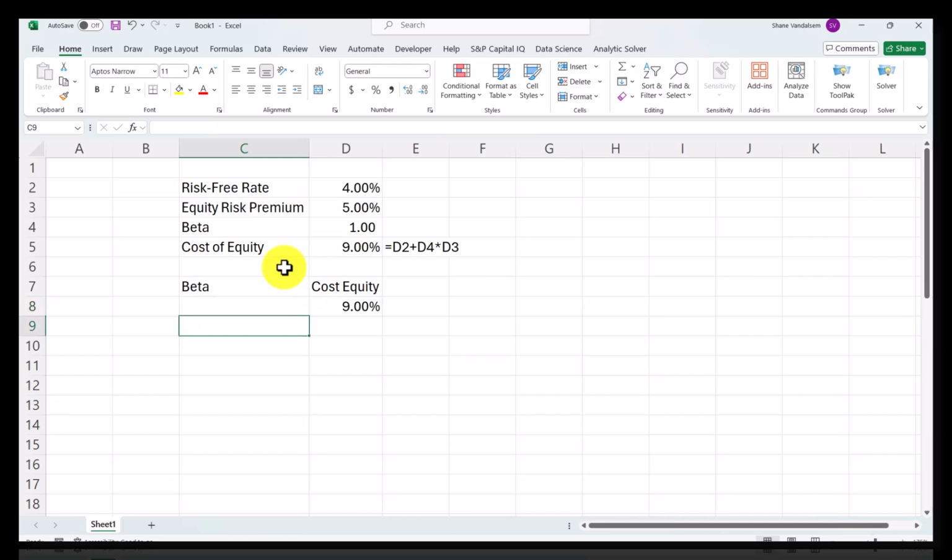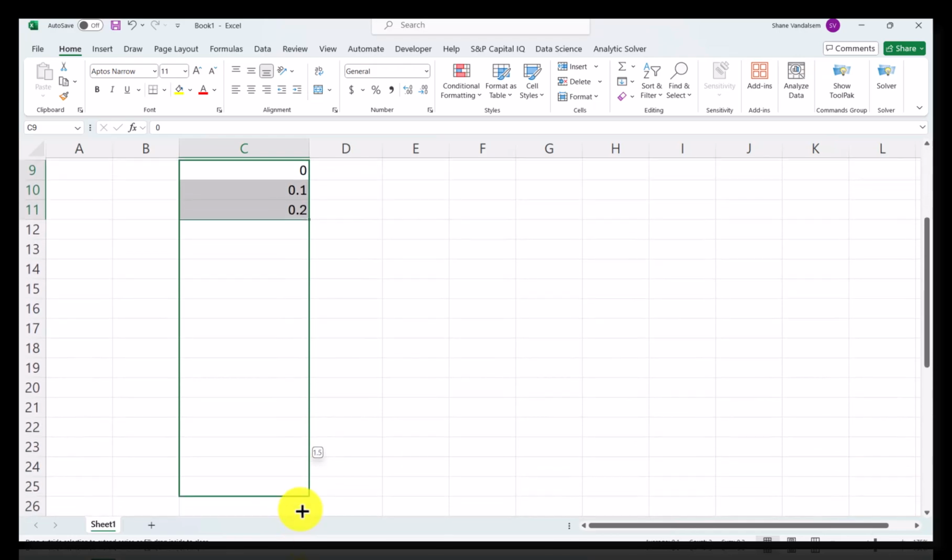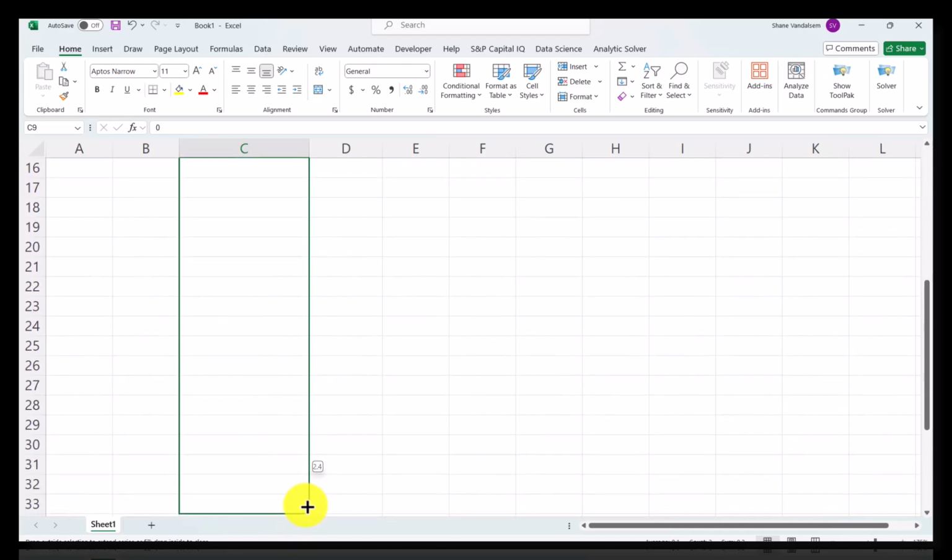So I'm going to put the beta values here in column C. I'm going to start with 0.00, 0.10, 0.20, and I'm going to go up to 3 here for my betas. We can, in theory, have betas that are less than 0. However, they're kind of rare, and we usually don't see them much less than 0. So I'm just going to start with 0 there.